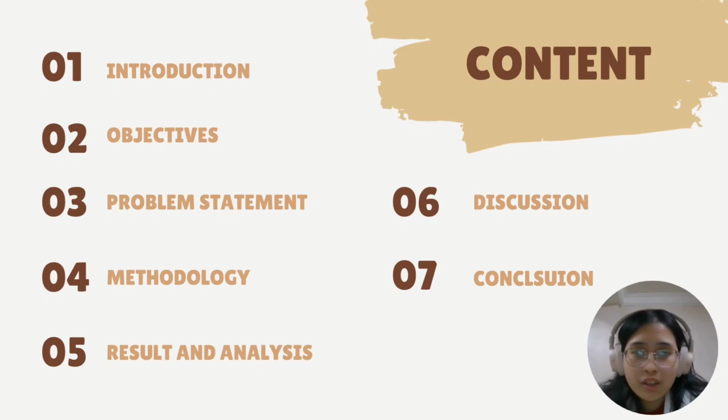Alright, this is the agenda of our project. We have 7 contents to present. First, we will introduce our project, then we will show the objective and the problem statement. Then we'll move on to the methodology, and then the result and analysis of the calculation for the original and the new design of the drainage. Then we will discuss the results and analysis, and last we will do the conclusion for the overall project.